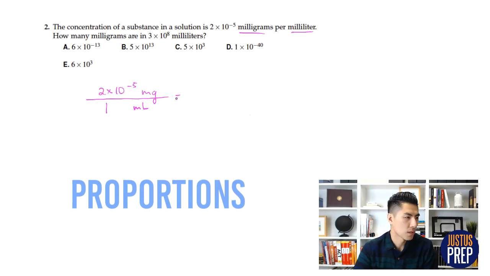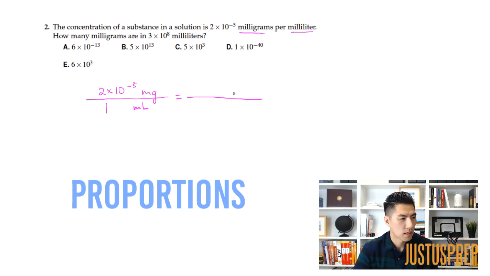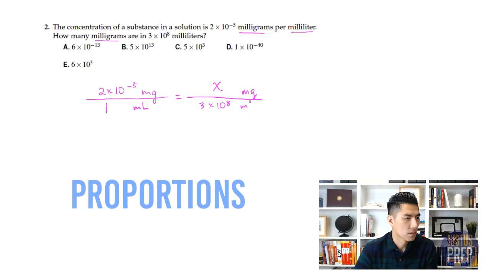And so what we can do is set up a proportion. It's asking for how many milligrams, so milligrams will be the thing that we're trying to figure out. We'll put that there, and we put the milligrams in the numerator on the other side because milligrams are in the numerator on the left-hand ratio. We'll just call this X and leave that as a variable. How many milligrams are in 3 times 10 to the 8th milliliters? So 3 times 10 to the 8th milliliters.